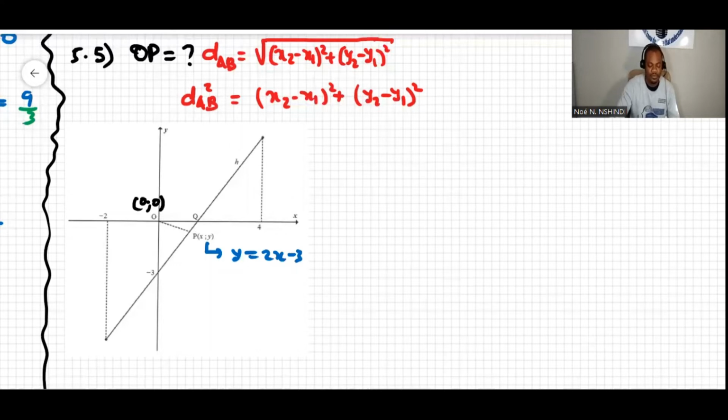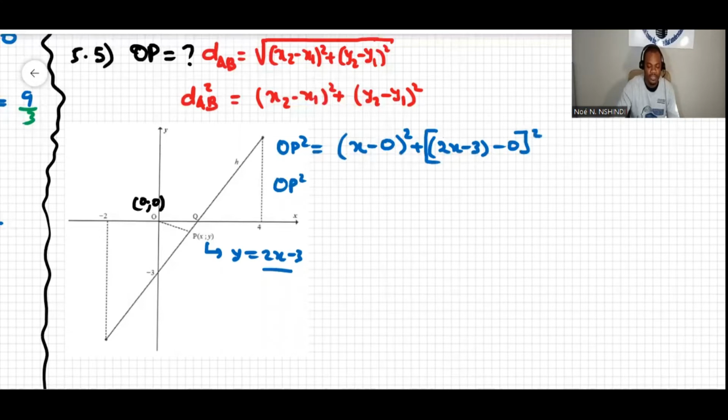So OP squared will be equal to x minus x1, which is 0, to the power of 2, plus y2, which is 2x minus 3, minus 0, to the power of 2. That makes OP squared equal to x squared plus 2x minus 3 to the power of 2, because 2x minus 3 minus 0 is just 2x minus 3.